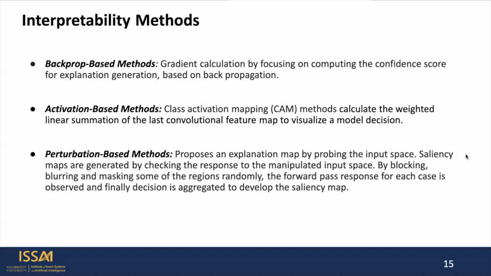Second, we have activation-based methods, and they calculate the weighted linear summation of the last convolutional feature maps, and thus we are able to visualize the model decision. Perturbation-based methods deal with the input space, and by manipulating the input space with methods such as blocking, blurring, or masking, we can see how the differences we make to the input space change the saliency map.